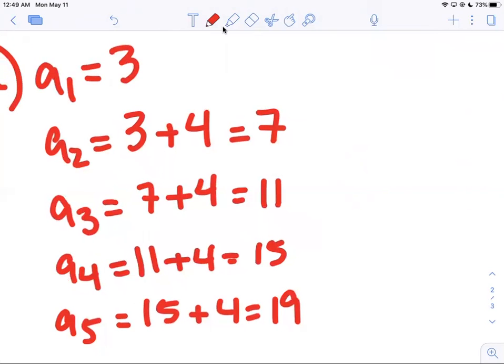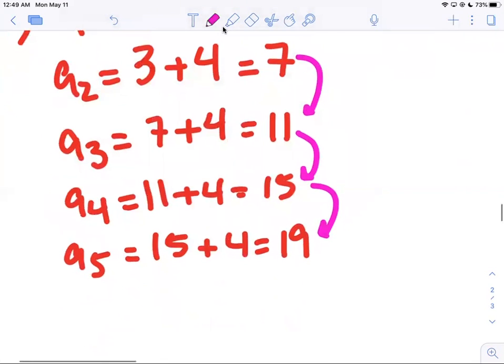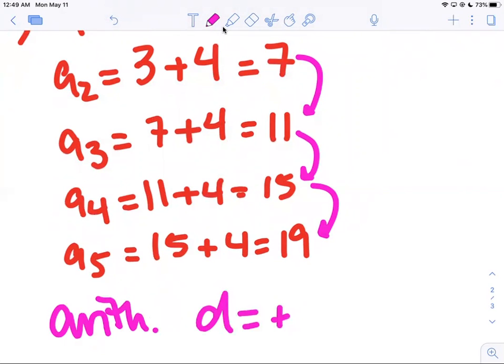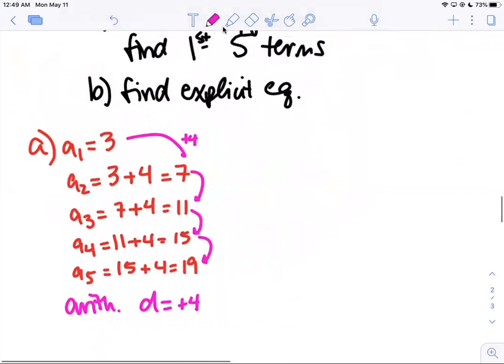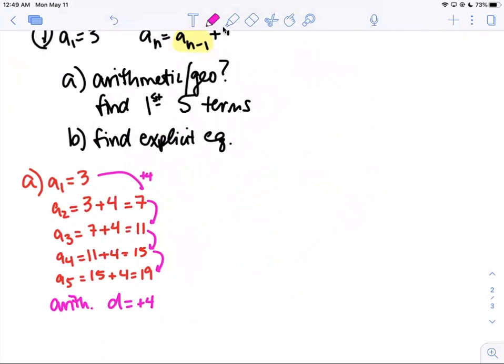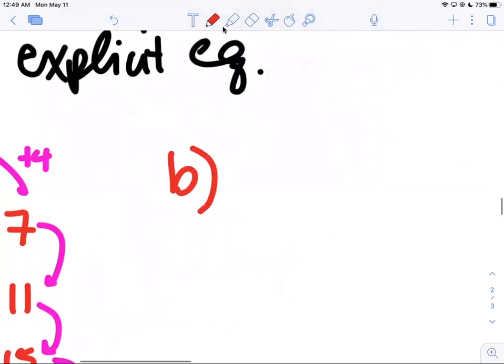So is my change in between these multiplying and dividing or adding and subtracting? Yep, add 4. Plus 4, plus 4, plus 4. So this is an arithmetic, and my d is equal to positive 4. Okay, so we found that. We did all part A. We said if it was arithmetic or geometric. We found the first 5 terms. Now we have to do part B, which means find the explicit equation.